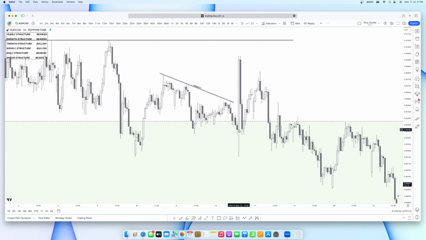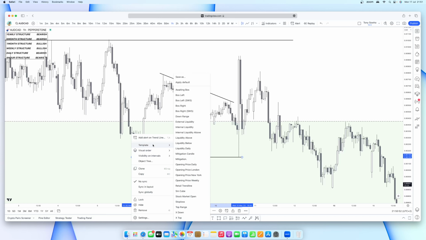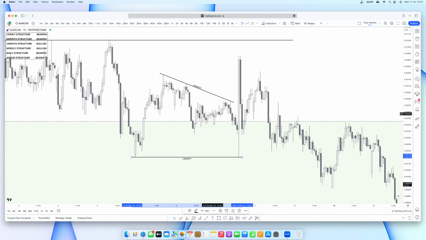Can you see? This is the institutions. They run this liquidity. And then what? We do have a liquidity in this area. Can you see? There's another liquidity here that they have not captured. So we have liquidity to the downside in this area.